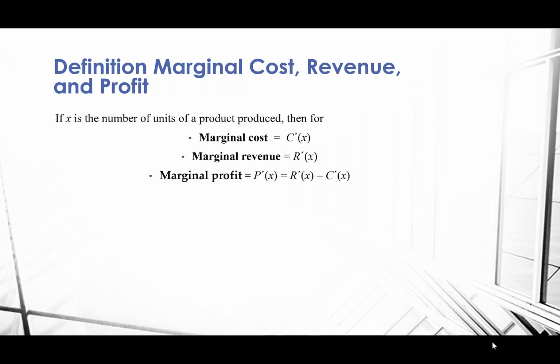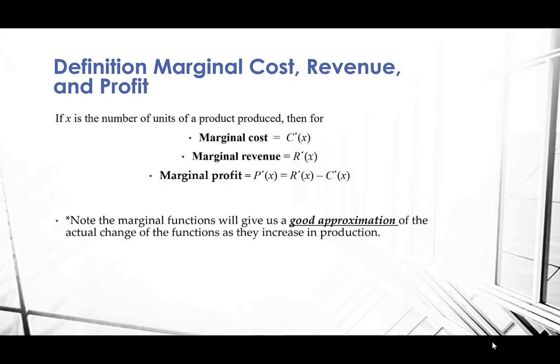So let's put that all together and say the definition of marginal cost, revenue, and profit from a calculus standpoint is that the marginal cost is the derivative of the cost function. The marginal revenue is the derivative of the revenue function. And then the marginal profit will be the derivative of the profit function, but many times we'll end up getting there by taking the derivative of the revenue and subtracting the derivative of the cost.